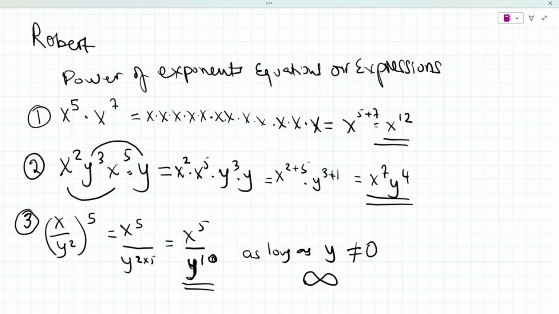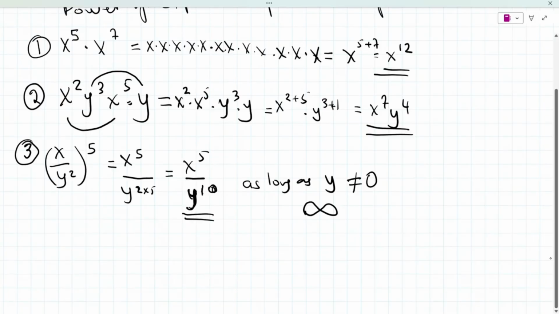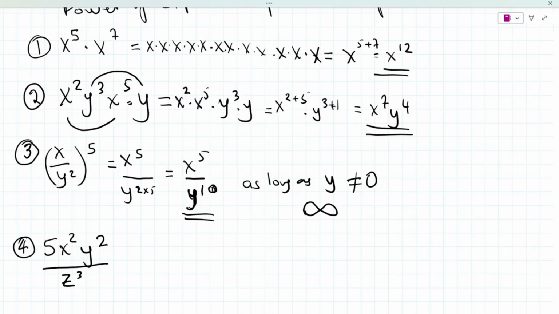And then finally, we have number 4. And the number 4 is 5x squared multiplied by y squared. This divided by z cubed. Now, this is a little bit complex, but again, by following our previously learned examples, we can sort it out.